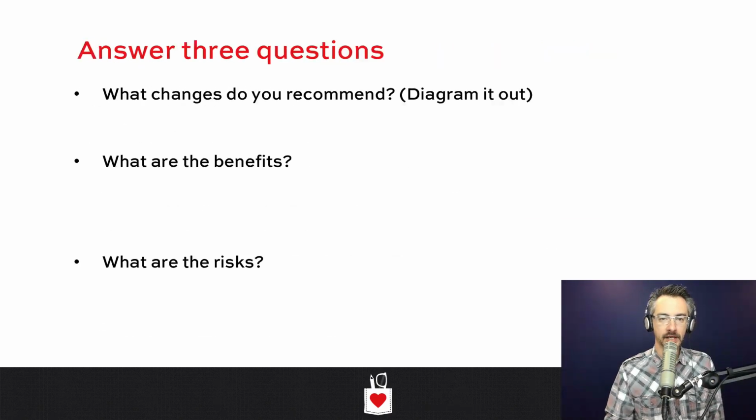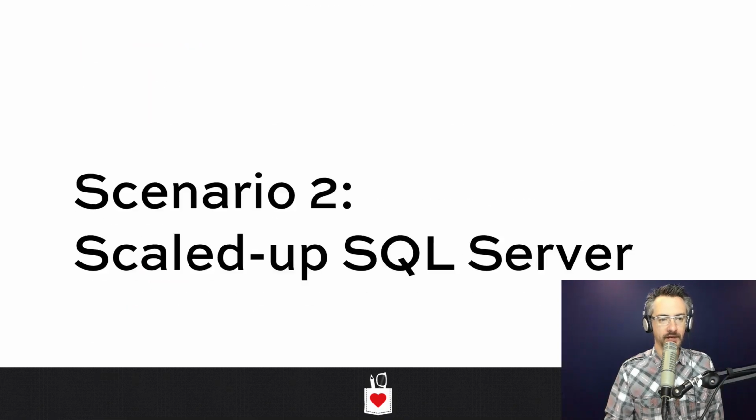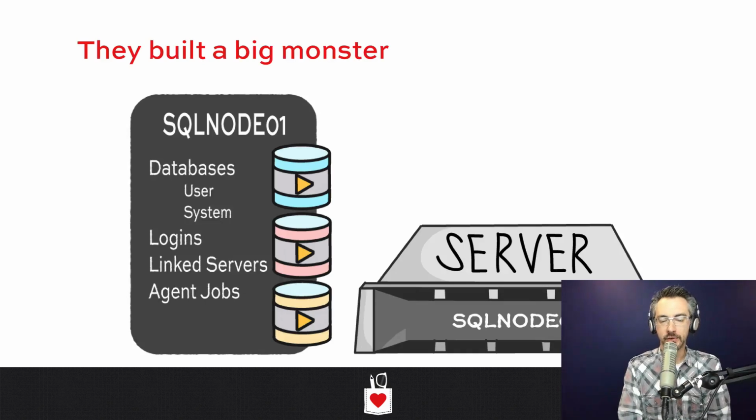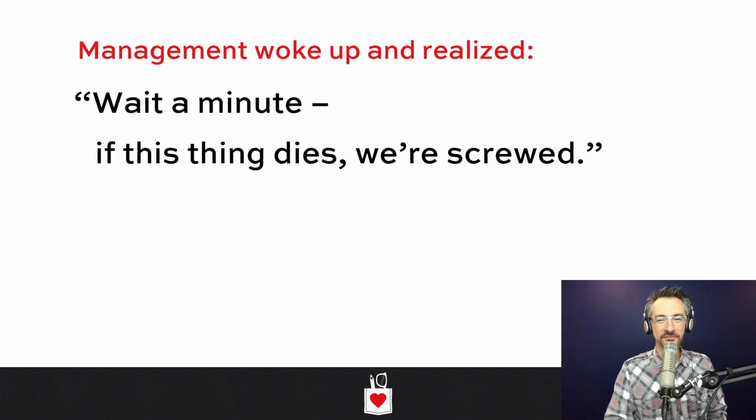All right, so that's scenario 1. Now let's look at scenario 2, the scaled up SQL Server. This company built a big, huge monster. They built a big monster 32-core box, 768 gigs of RAM, and they're very happy in terms of performance. But management woke up one day and said, if this thing dies, we're boned.